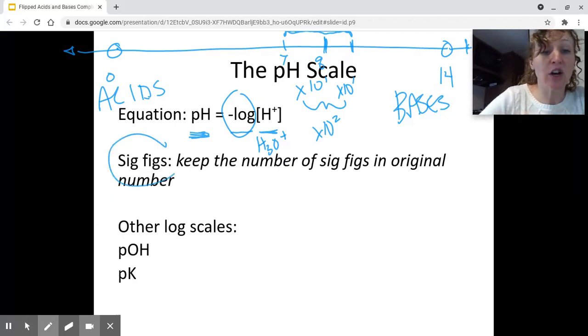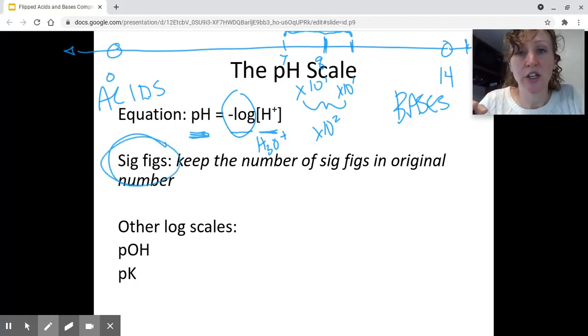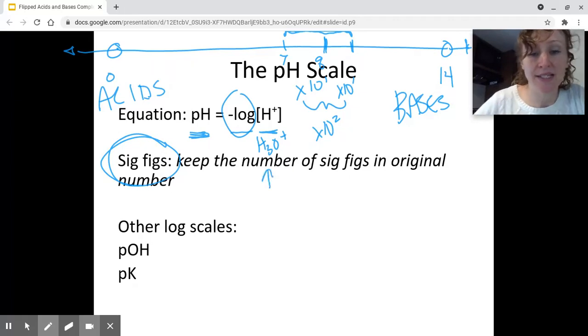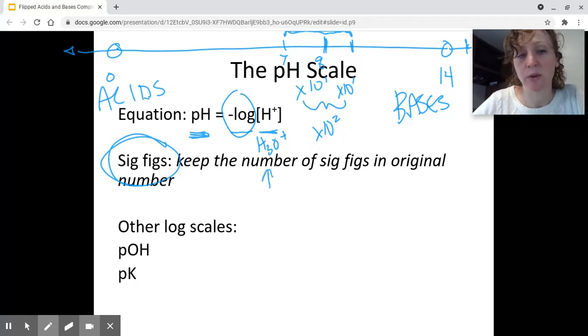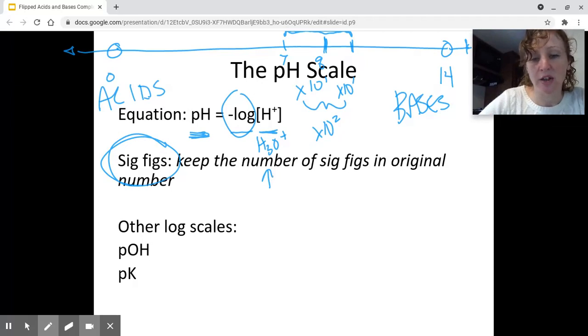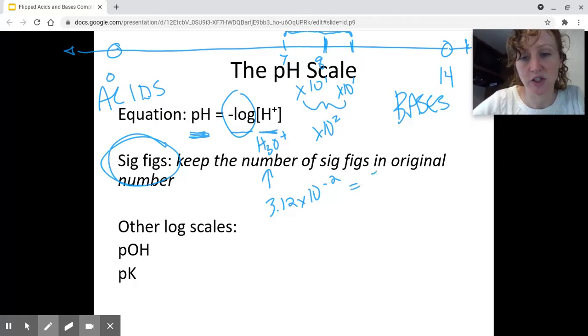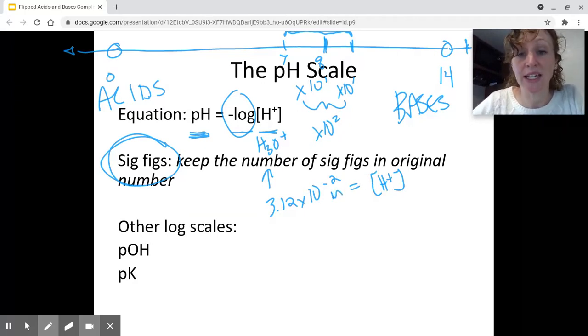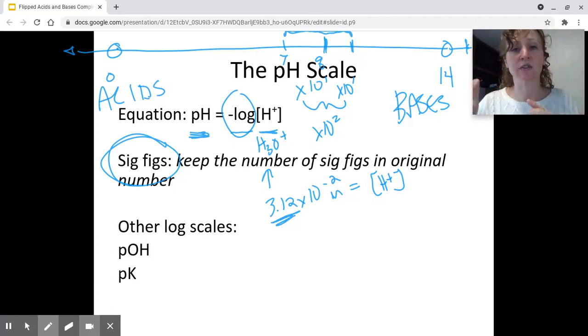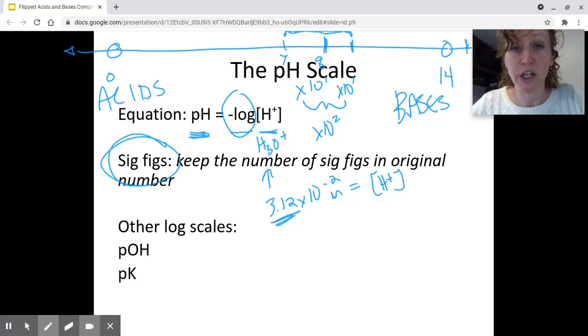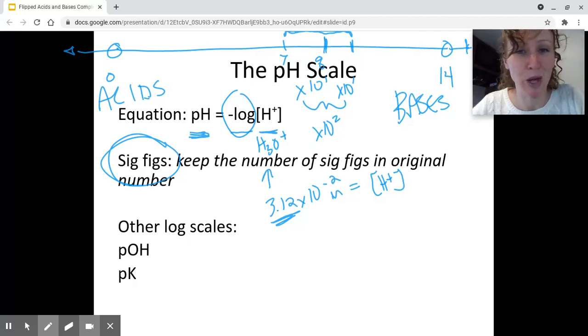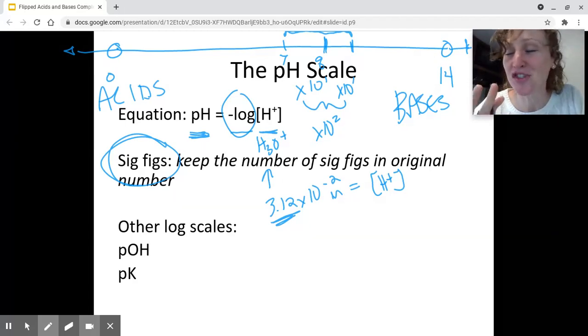As far as sig figs go, whatever the sig figs were in your original number that you plugged in as the concentration, that's the number of sig figs you keep on the pH. So for example, if I have like 3.12 times 10 to the negative second concentration, and that is the concentration of my H plus, whatever the pH is that I get out, I'm going to keep that pH to 3 significant figures. So when you're looking at sig figs, that's about as deep as we're going to go into keeping sig figs with logarithms. Whatever you had in the beginning, just keep it in the end.